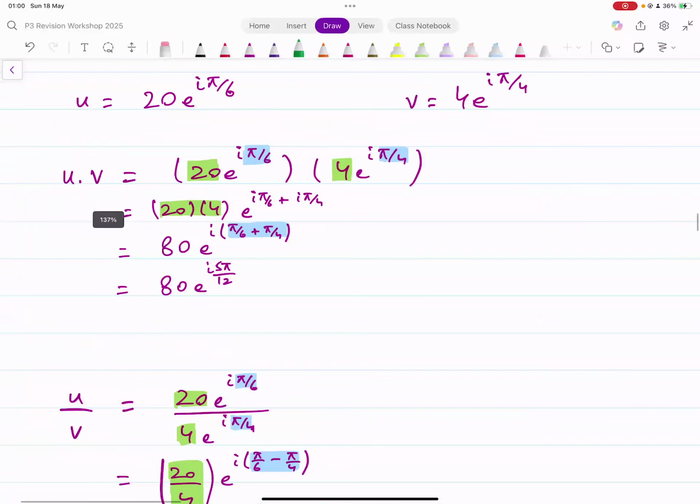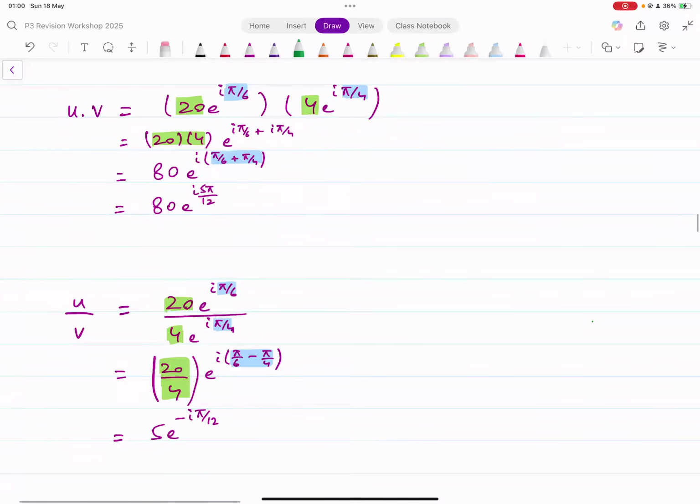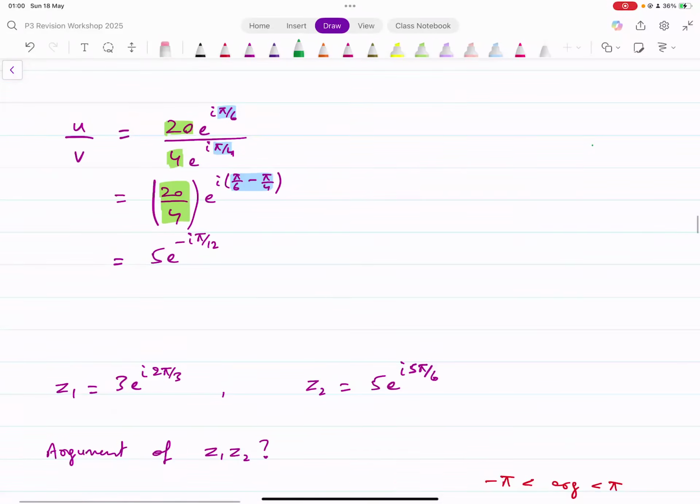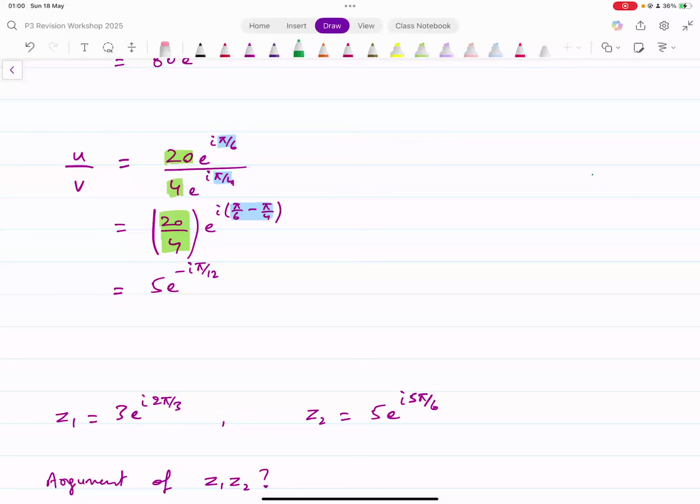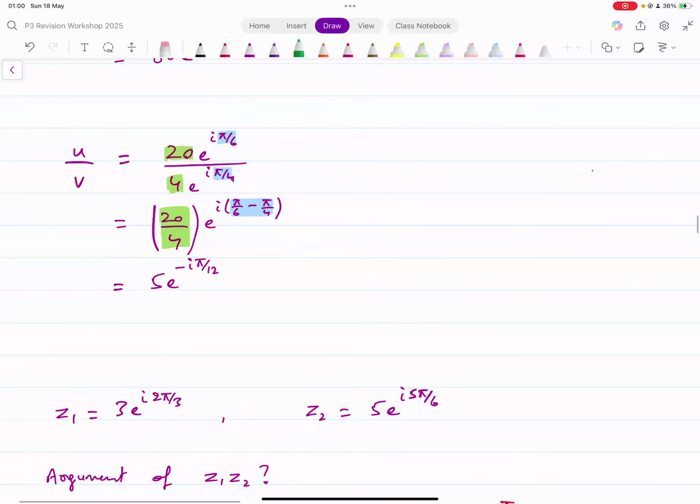When you multiply these complex numbers, you see 20 and 4, they will get multiplied and will give you 80. So the modulus is the product of the individual moduli. When you multiply e power iota pi over 6 and e power iota pi over 4, bases are the same, so the powers get added, right? So powers get added, that means the arguments get added. When you multiply two complex numbers, the moduli get multiplied, the arguments get added. When you divide two complex numbers, the moduli get divided and the arguments get subtracted.